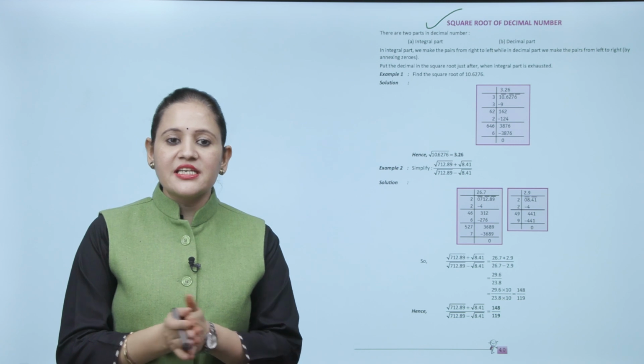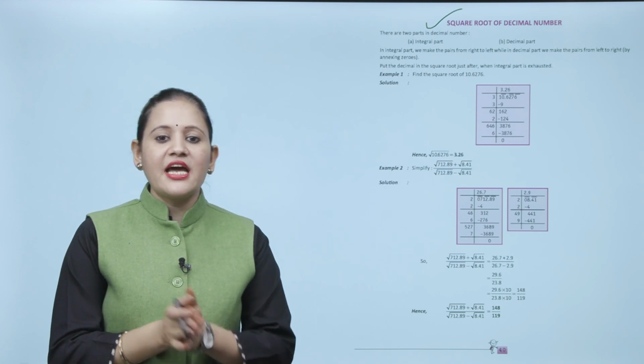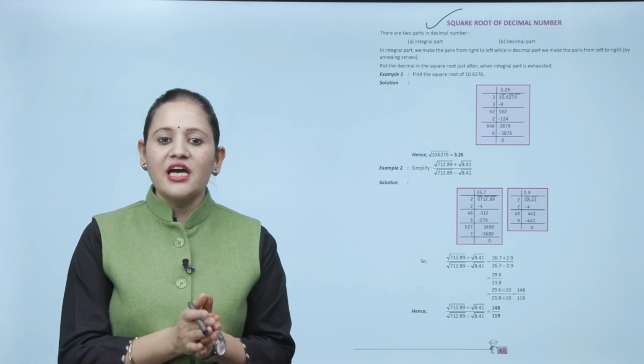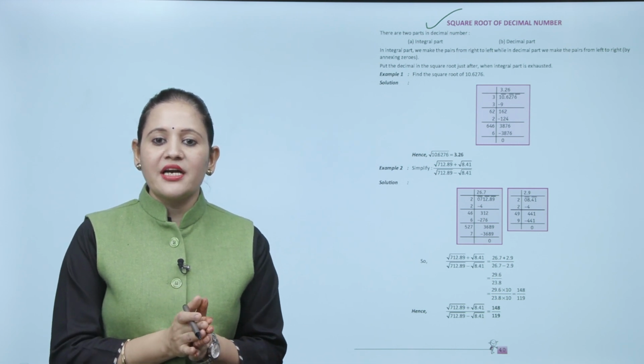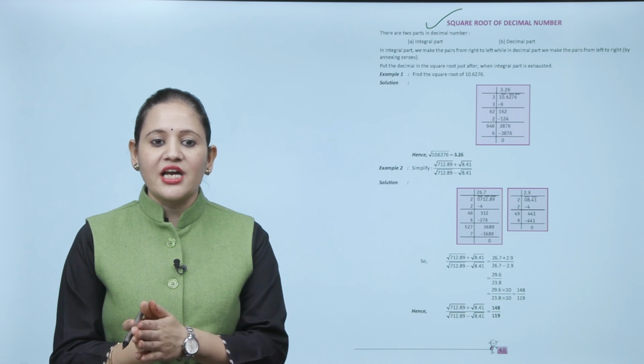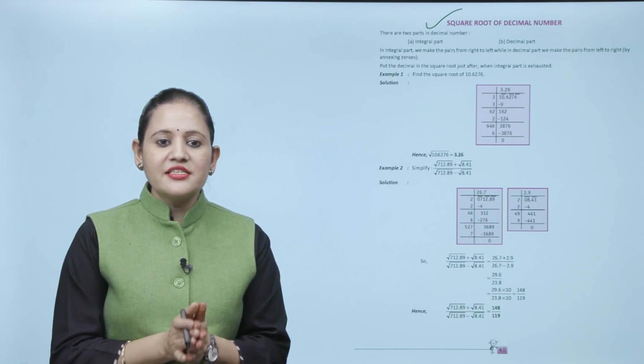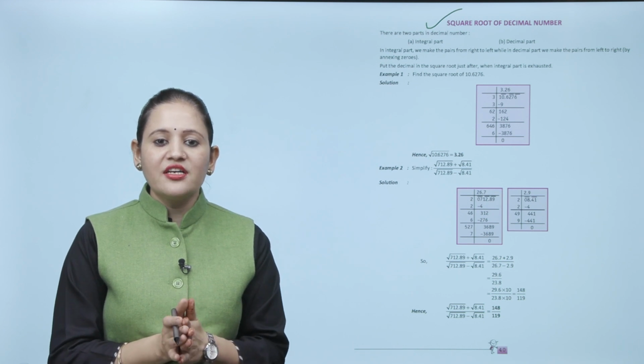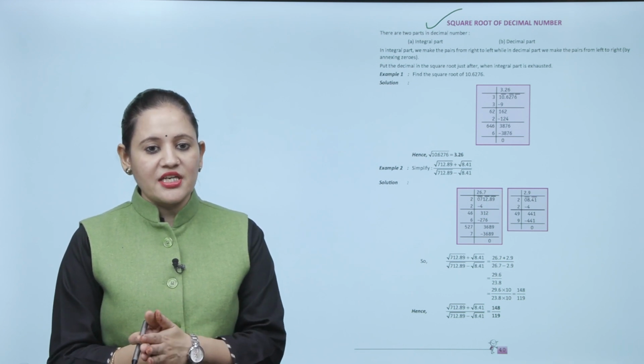There are two parts in a decimal number. One is the integral part and the other is the decimal part. In the integral part, we make pairs from right to left, while in the decimal part, we make pairs from left to right by annexing 0. Put the decimal point in the square root when the integral part is exhausted.